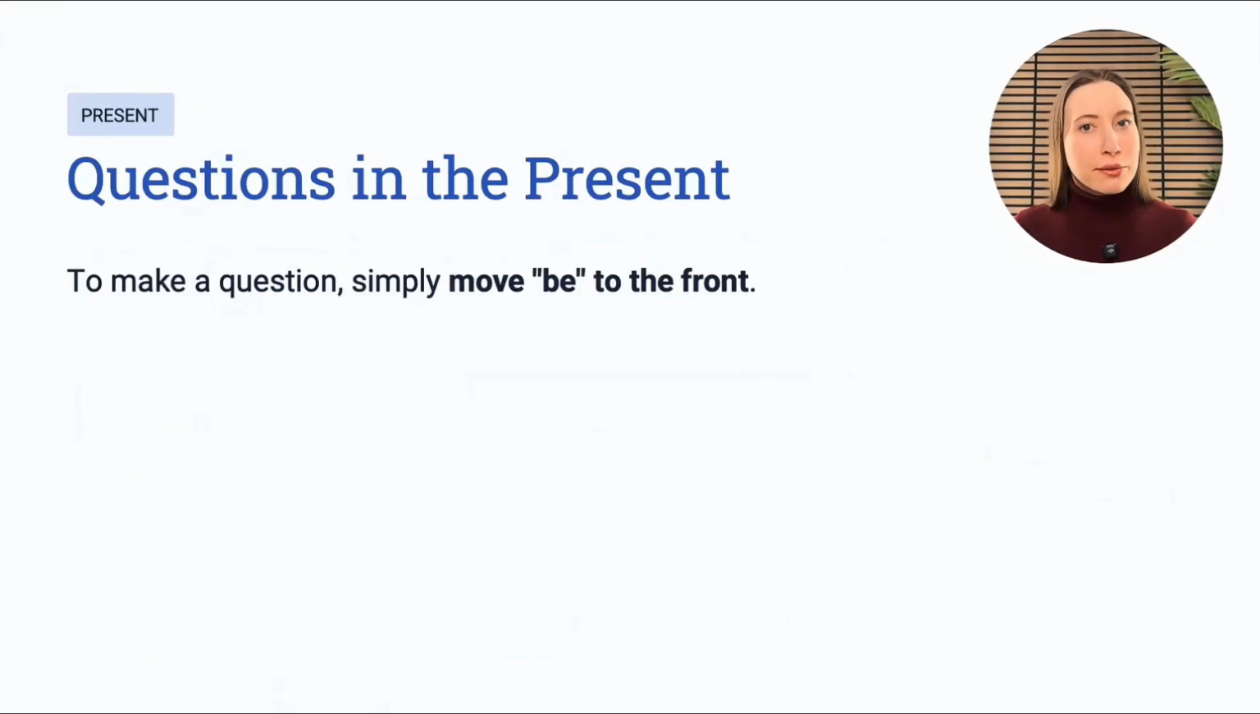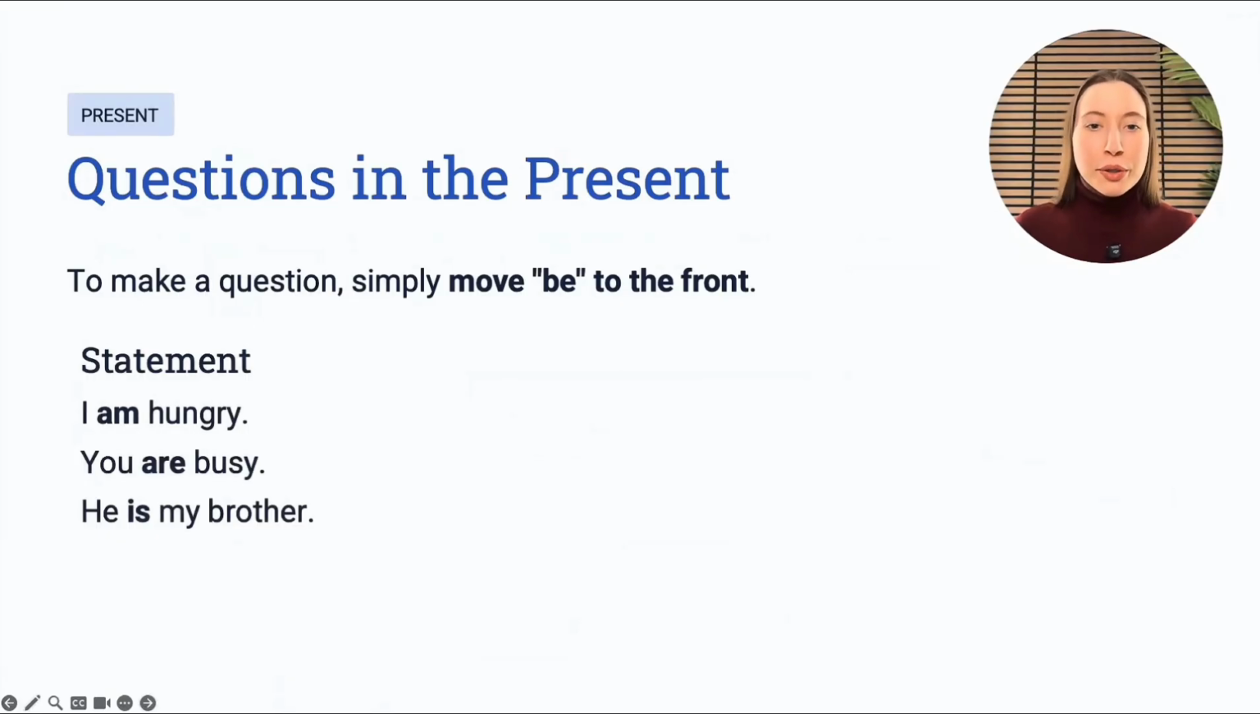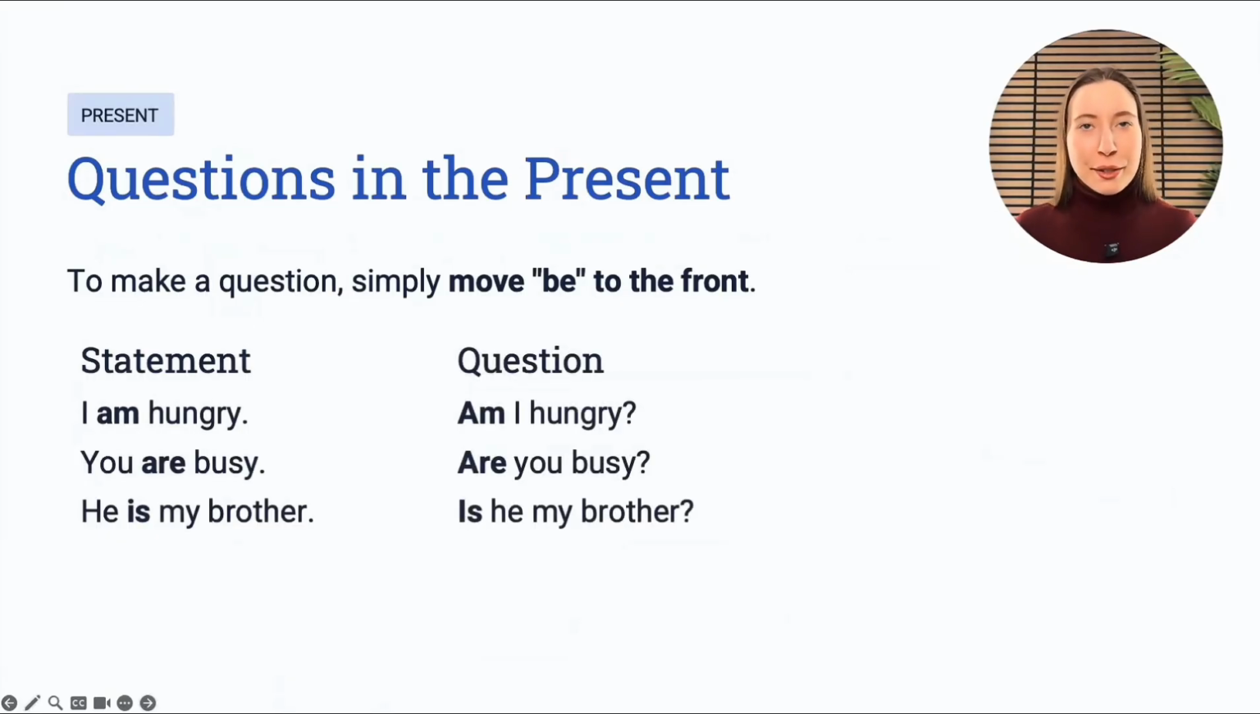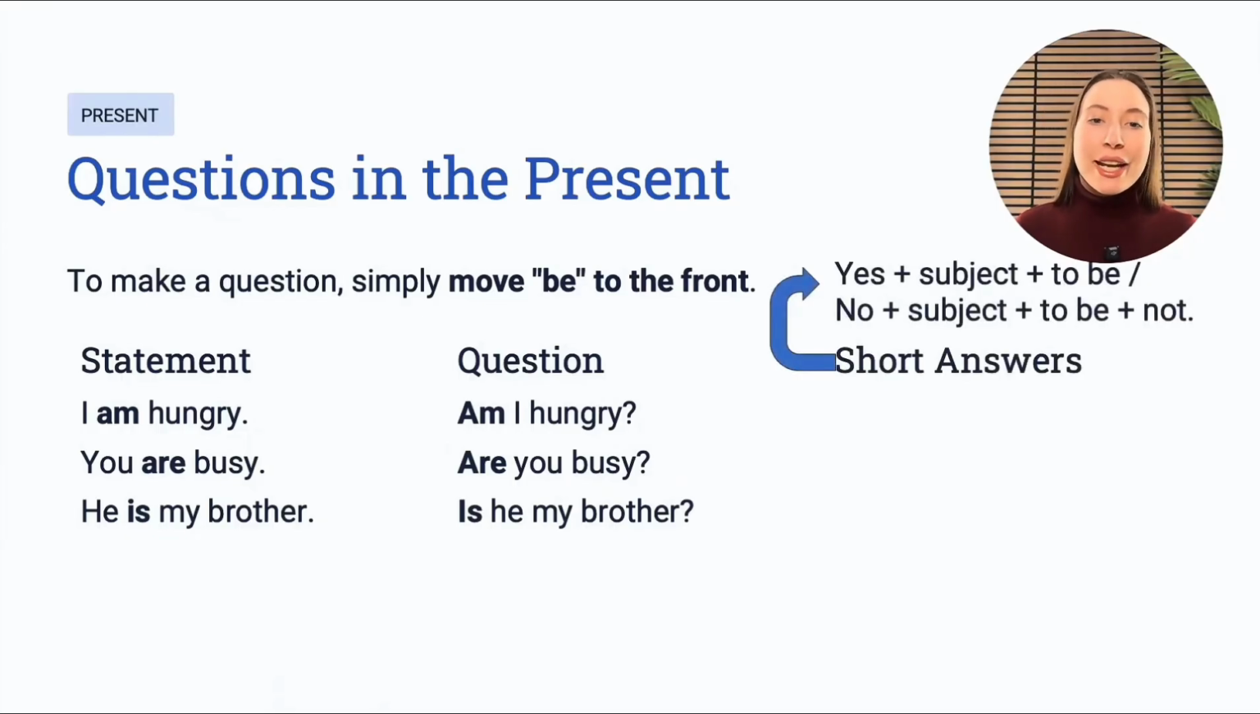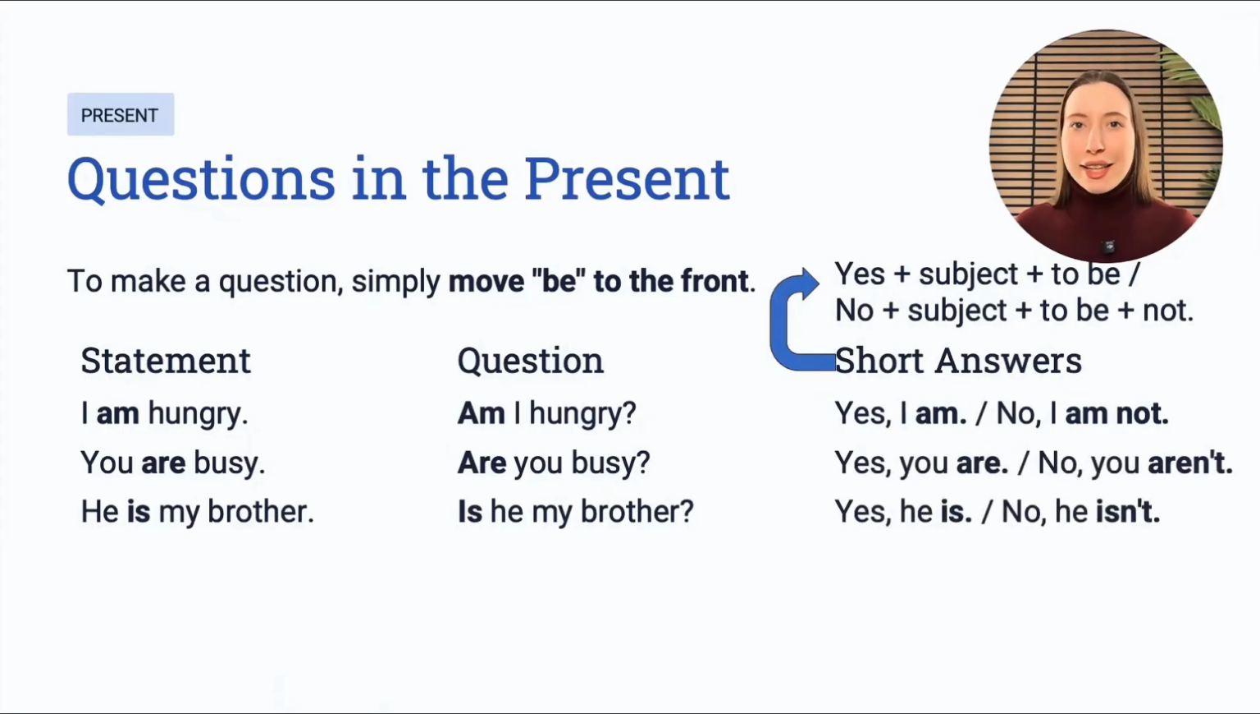To make a question with the verb be, you simply move it to the front. So to go back to our examples, I am hungry turns into am I hungry? You are busy, are you busy? He is my brother, is he my brother? And to reply, you simply say yes plus the subject plus to be, or no plus the subject plus to be plus not. So yes, I am, or no, I am not. And here are the answers to the other two questions.